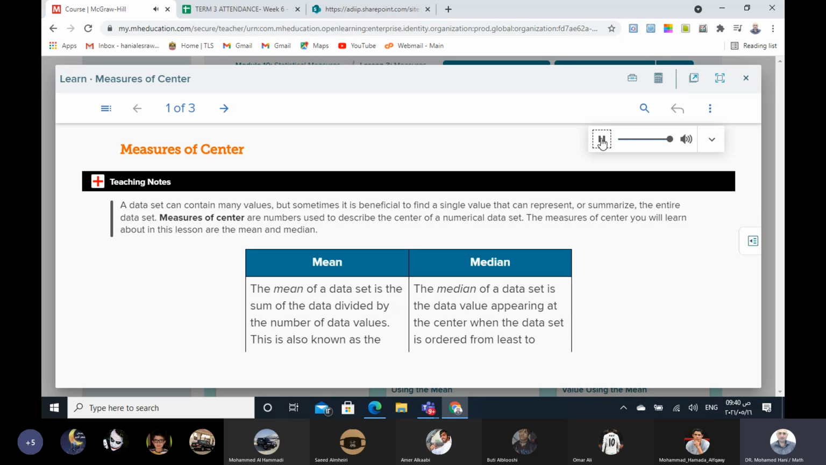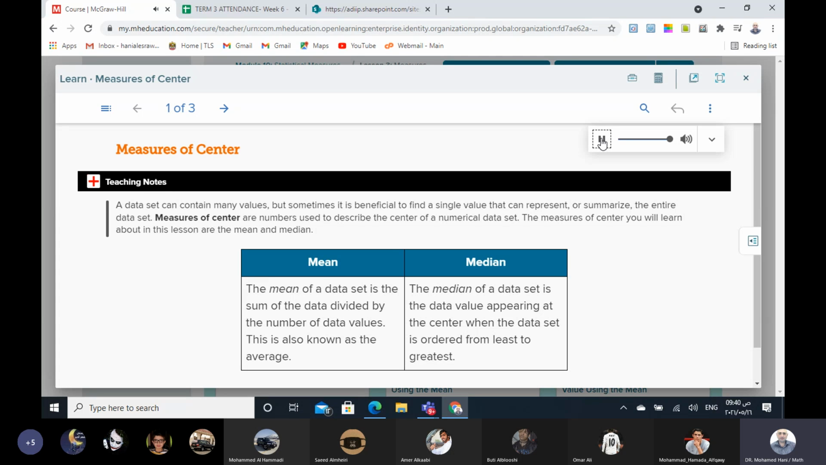Measures of center. Teaching notes. A data set can contain many values, but sometimes it is beneficial to find a single value that can represent, or summarize, the entire data set. Measures of center are numbers used to describe the center of a numerical data set. The measures of center you will learn about in this lesson are the mean and median.